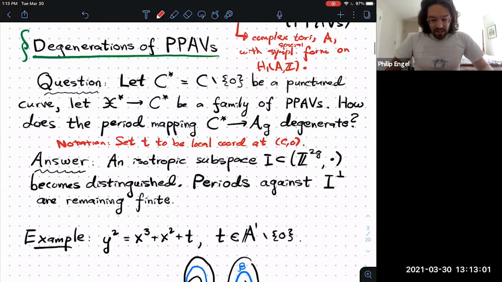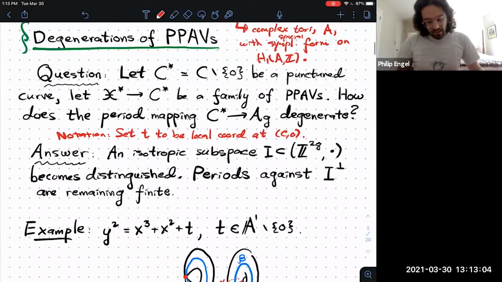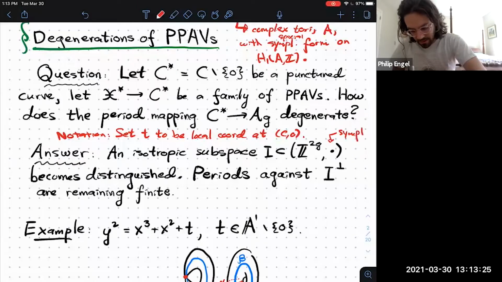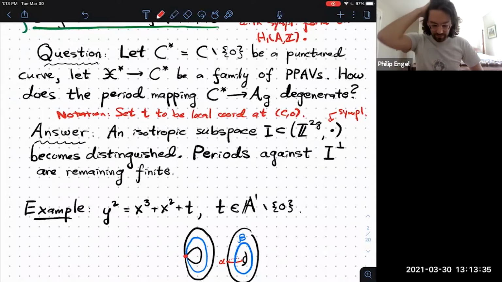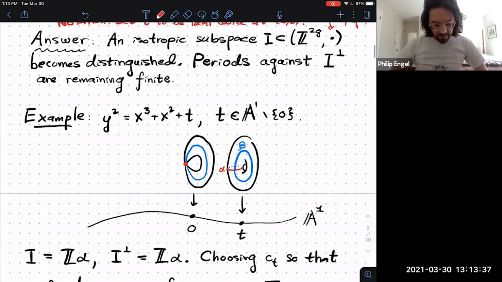All right, so the first major piece of information in how the period map degenerates is a certain isotropic subspace of Z^2g, isotropic with respect to this symplectic form. So this subspace is becoming distinguished in the sense that periods against its perpendicular are remaining finite. So let me give an example of this.